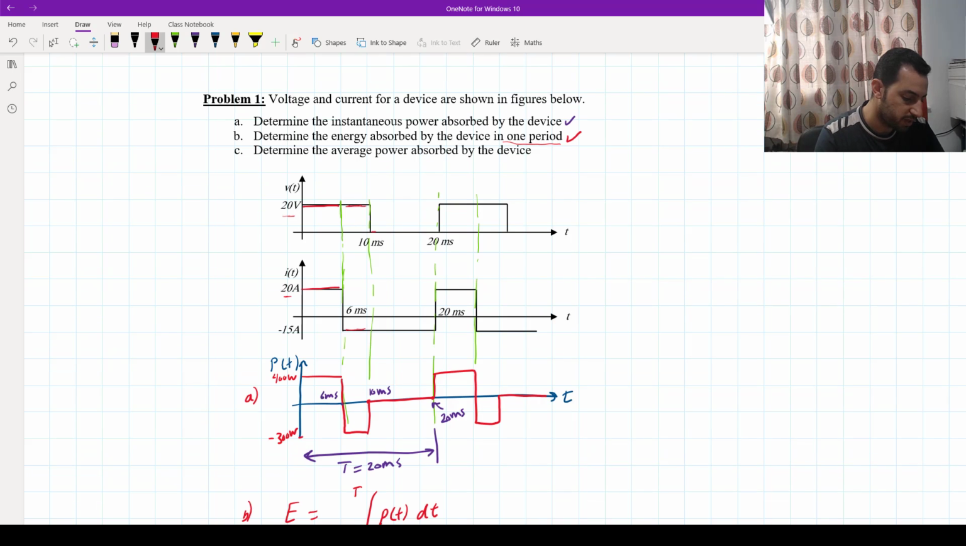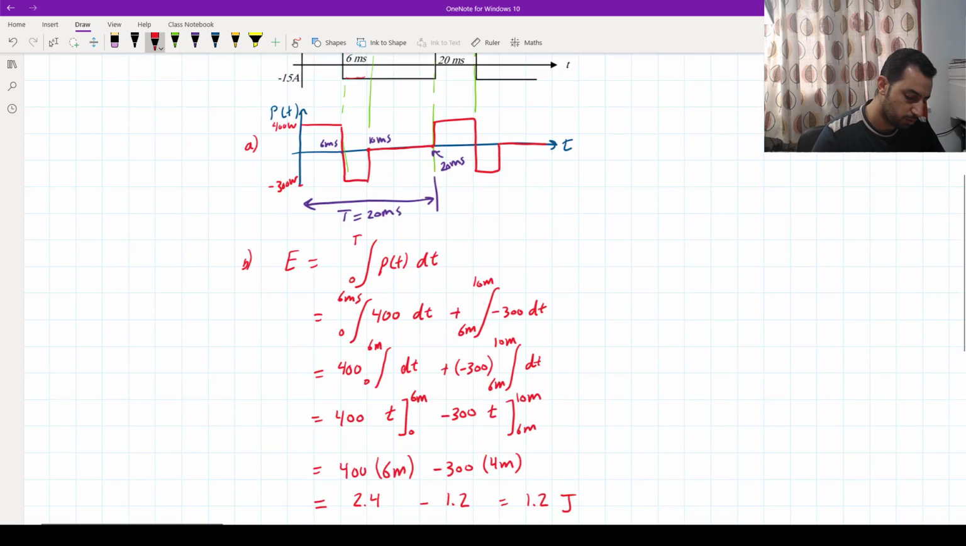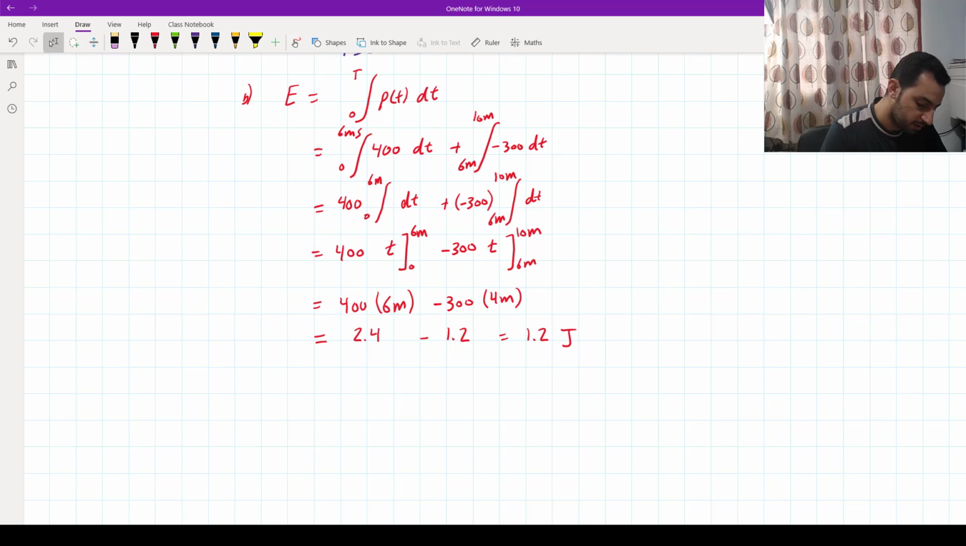And the third one is determine the average power absorbed by the device. I think you will agree with me that the average power, which is capital P, we can write as P average equals 1 over T, the integration over 1 period of the instantaneous power.